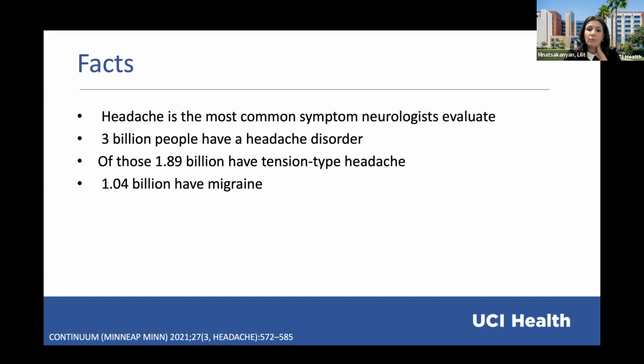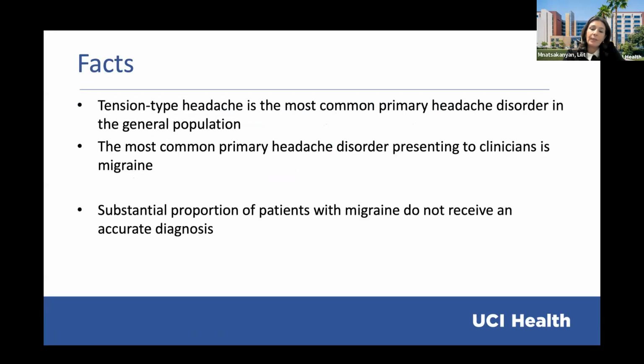Headaches are the most common symptom that neurologists evaluate. About 3 billion people have headache disorders. Of those, close to 1.9 billion will have tension-type headache, and over 1 billion will have migraine. So tension-type headache is the most common primary headache disorder in the general population. However, what brings people to the physician is the migraine. So the most common headache type that clinicians see is the migraine. That said, a very substantial proportion of patients with migraine do not receive an accurate diagnosis.